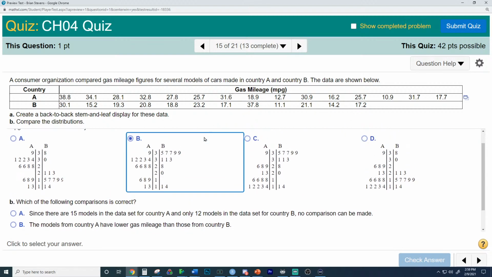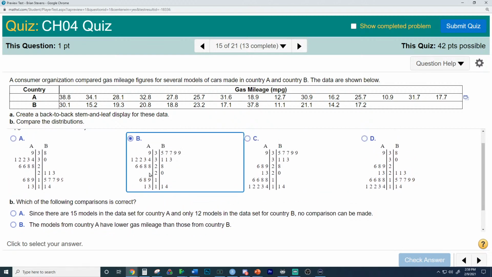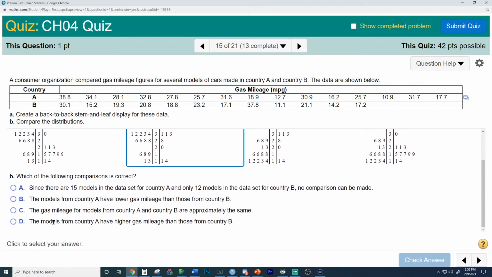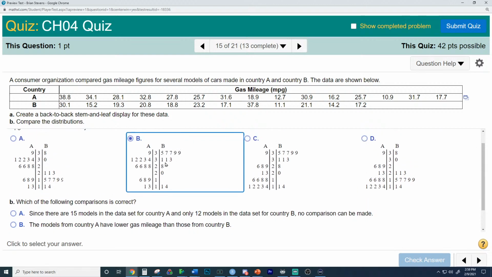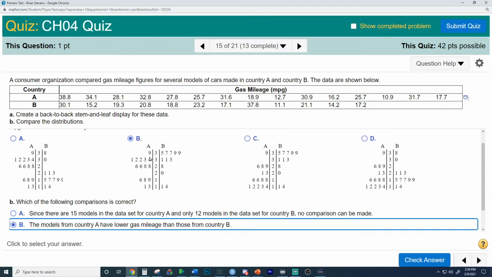Which of the following statements is correct? The models for region A is actually a little bit lower. So the models for region A have lower than region B. Here's region A's center, and here's region B's center. It usually doesn't look like this. I'm a little worried. Region A should have 39. That's 39. And all those have 39, though. Region B should have 39, 39 somewhere.